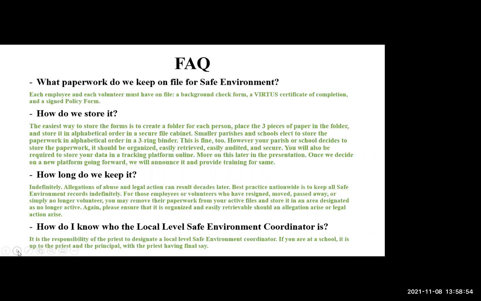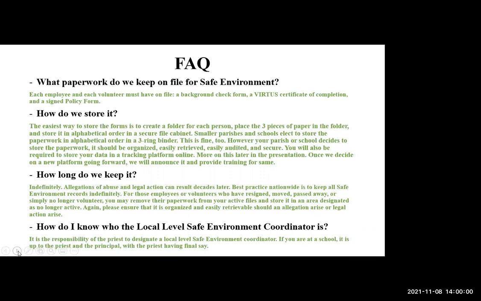The paperwork that you keep on file for safe environment: for each employee and each volunteer, when we are audited, they're going to be looking for 3 pieces of paper: the background check form, a Virtus certificate of completion, and a signed policy form for each person at your parish or school who is a volunteer or an employee. The easiest way to store the forms is to create a folder for each person, put their name on it, put the 3 pieces of paper in it, and store it in alphabetical order in a secure file cabinet. Some of our smaller parishes and schools keep that paperwork in alphabetical order in a 3-ring binder. That's fine. However your parish decides to store the paperwork is absolutely fine with us, as long as it is organized, easily retrieved, easily audited, and secured.